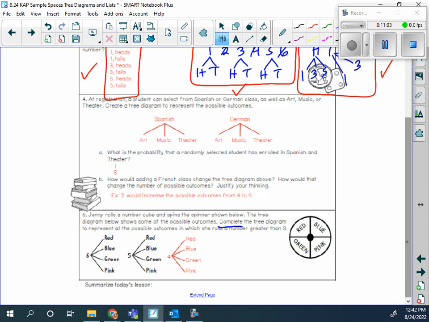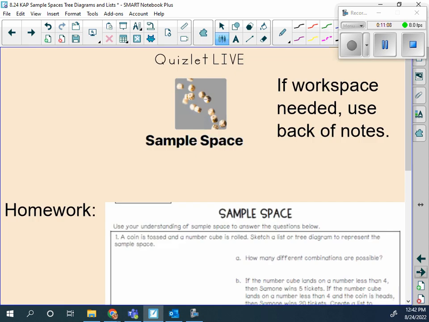Okay, so if you'll please turn your packet to the back, the very back page is blank. That's for you to use for space to do a Quizlet live.